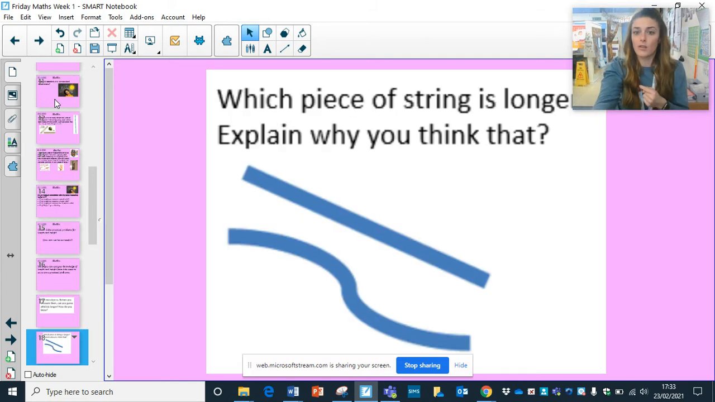Here, which piece of string is longer? Explain why you think that. Again, are you looking at length? Are you looking at height? What are you going to use?